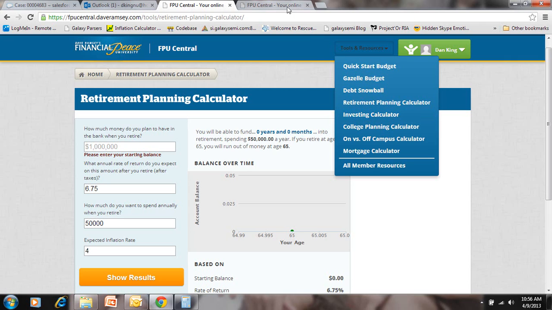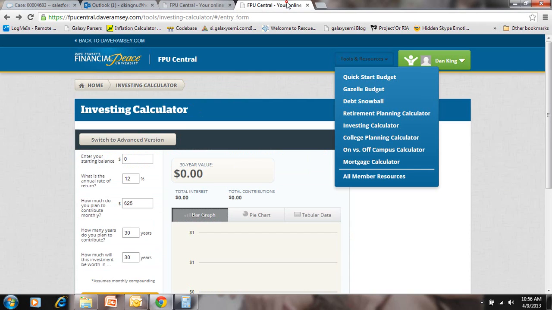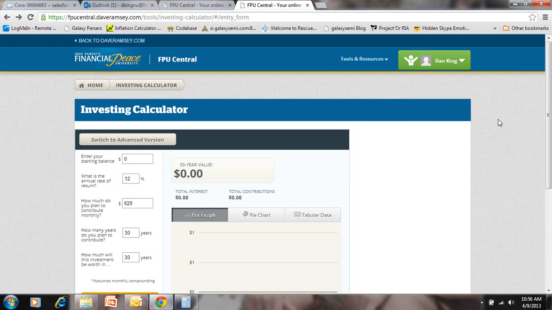The Retirement Planning Calculator, I'm going to give you a third-party link, so once the class is over, you'll still be able to use a calculator that does the same thing, so you won't get locked out. So here we go. Let's talk about this.